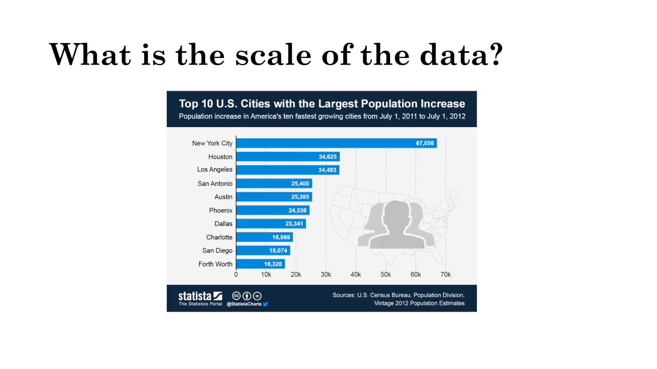All right, let's do some more scale. So what is the scale of this data? We're not saying large scale, small scale. We're asking for the actual geographic scale in proportion to the world. So let's see here. Let's read the title. Top 10 U.S. cities with the largest population increase. So we're looking at cities in the U.S. It's not a city scale because we're looking at multiple cities, but we're looking at cities in a country. So it's a country or national scale.